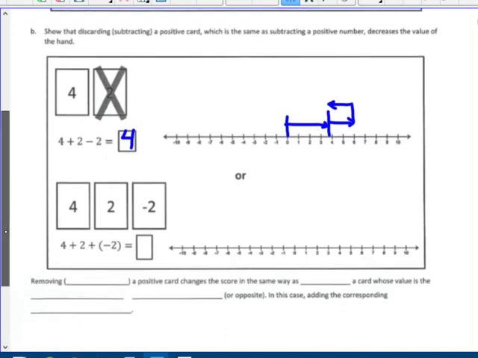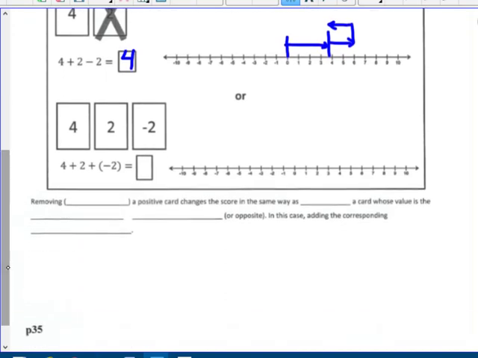Or we could show it this way. So we have a 4. Then we picked up a 2 to get us over here to 6. And then adding a negative 2. Adding a negative, we know we go to the left. So adding a negative 2 would have these cancel each other out. So we'd still be at 4. Our value is 4 in our hand.